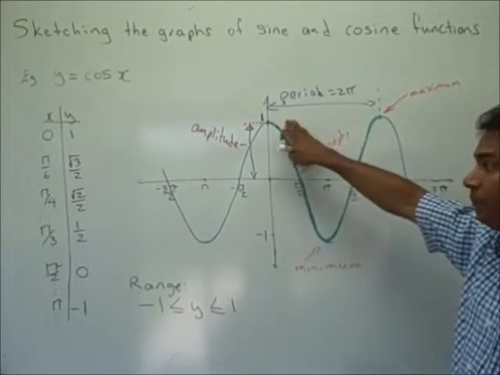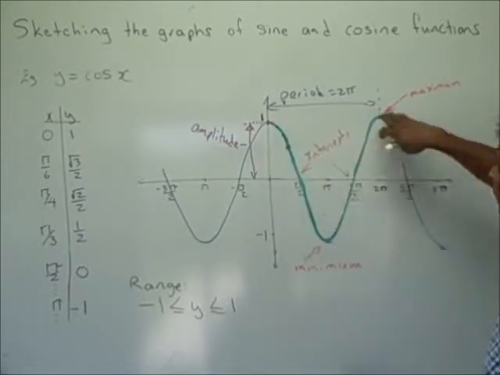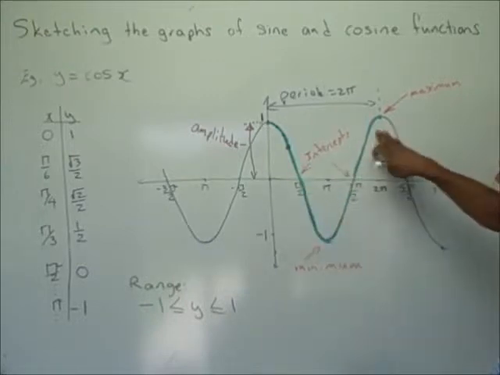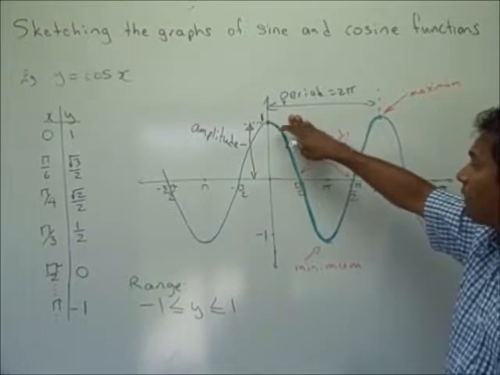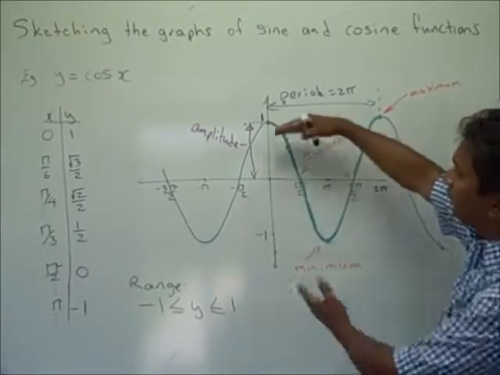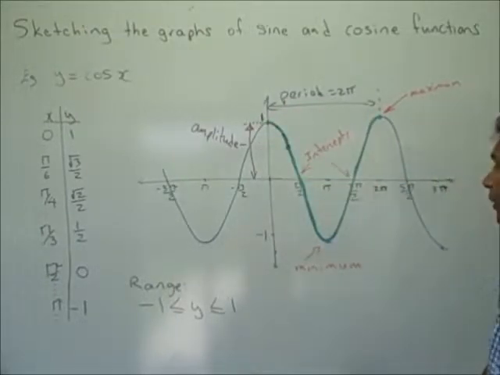The period is 2 pi. The distance it goes from a maximum point to a maximum point, that's 1 cycle, and it's represented here in green. The amplitude is similar to the sine function in that it's half the distance between a maximum and a minimum point. So the distance between a maximum and minimum point is 2, so our amplitude here would be 1.